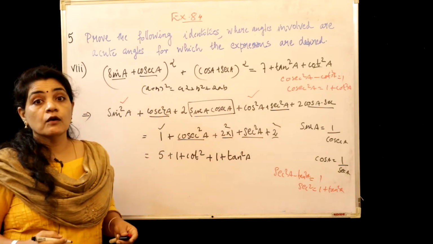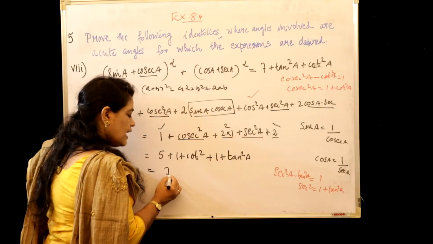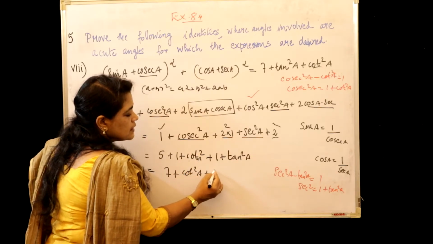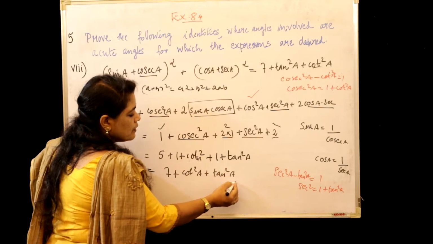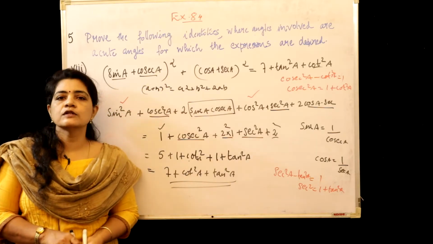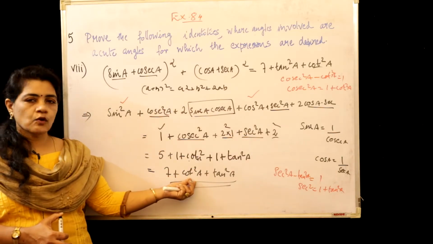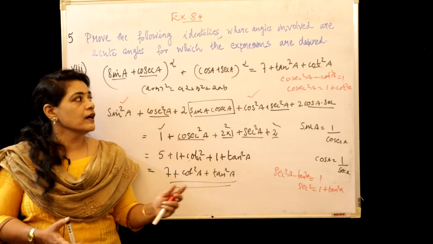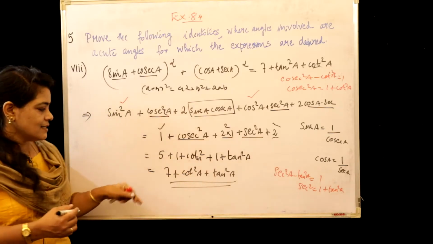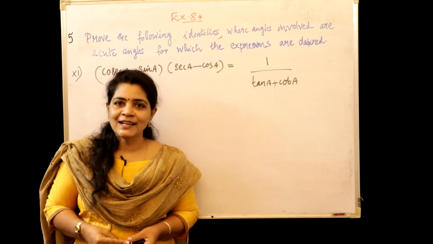Again we can simplify. We have constants can be added together. 5 plus 1 is 6 and plus 1 is 7, and we have cot square A plus tan square A. Okay, we have taken this LHS and we applied this identity A plus B whole square. Okay, and with the two identities we reached 7 plus cot square A plus tan square A, and that we have seen is equal to the RHS of the given identity, which means LHS is equal to the RHS.